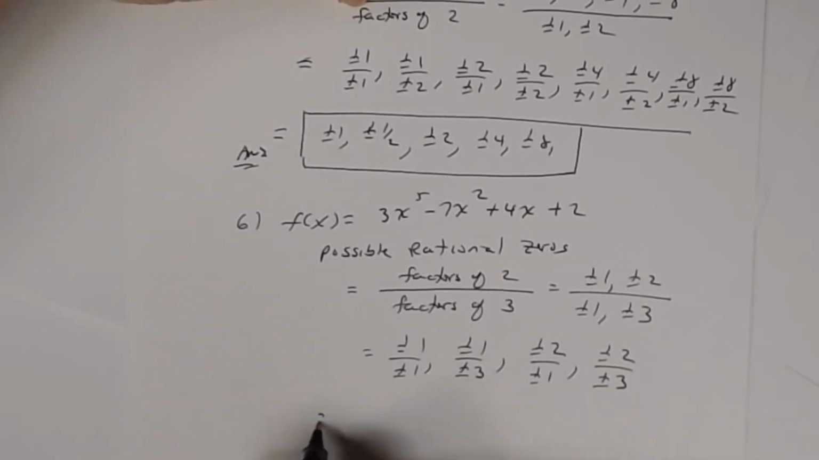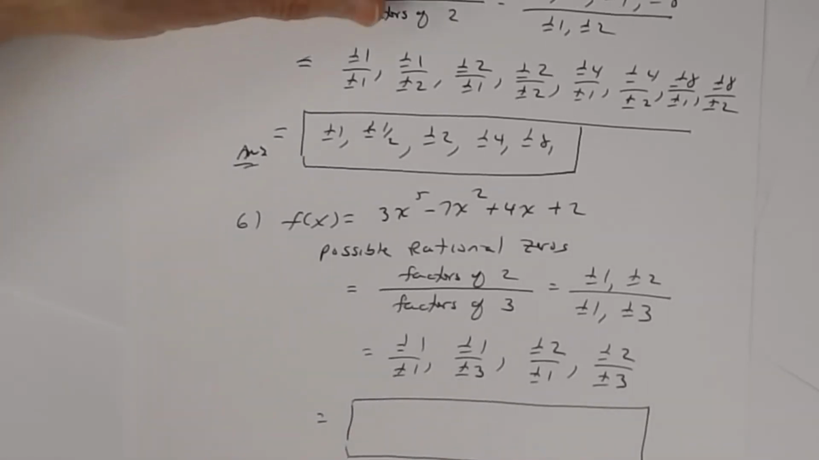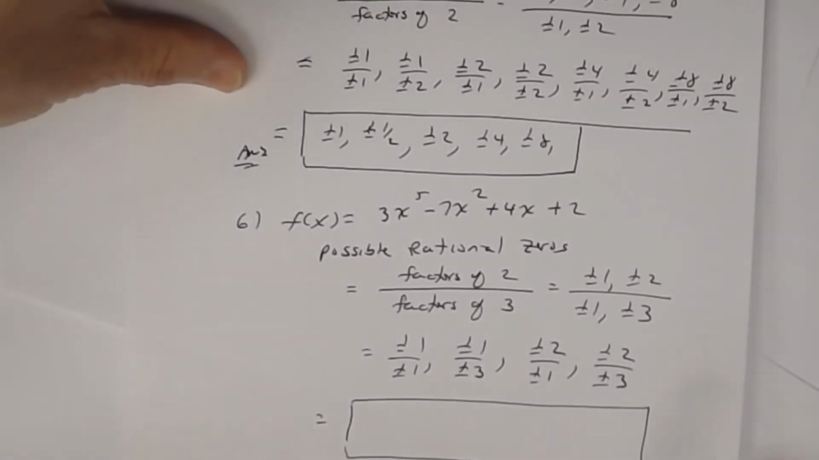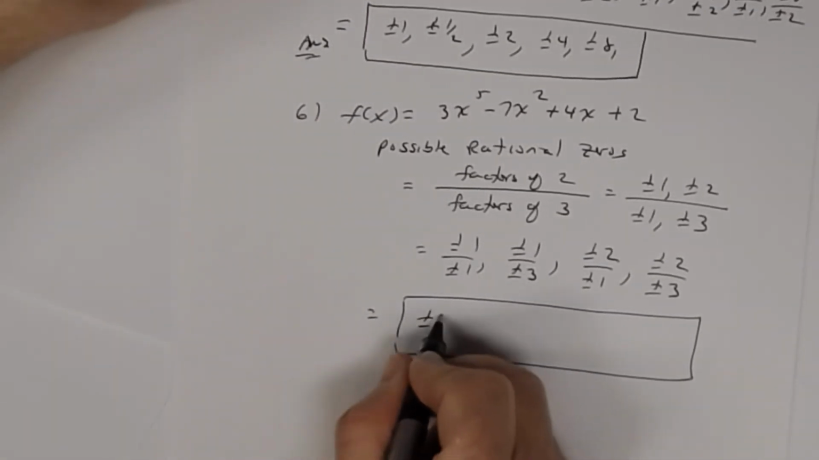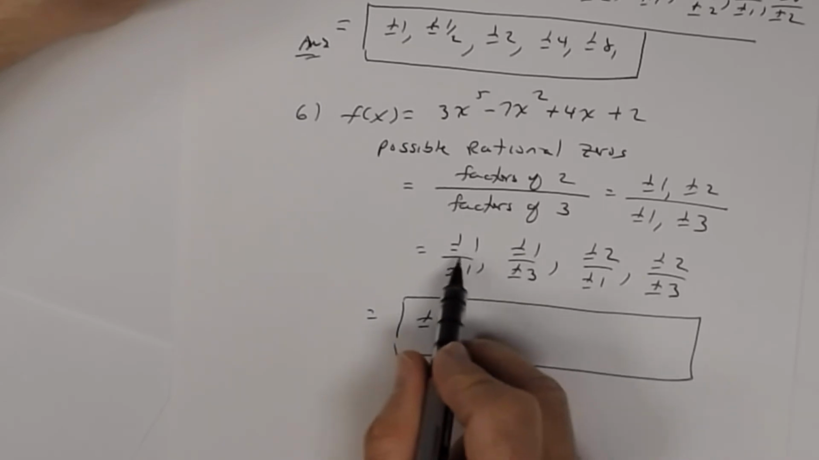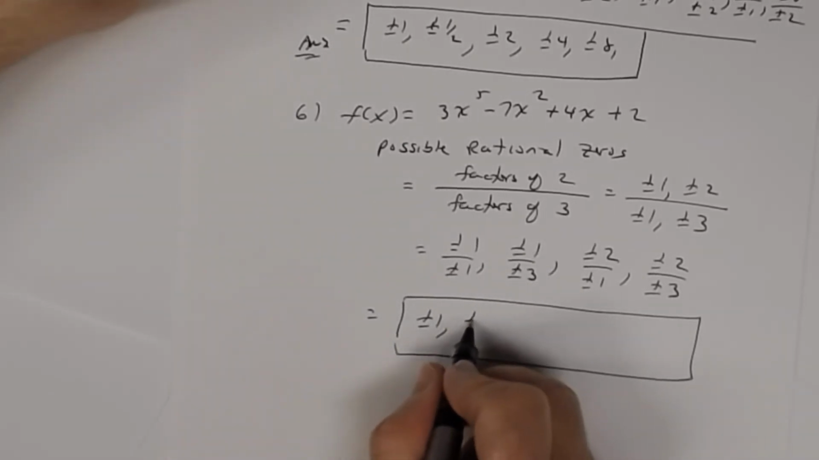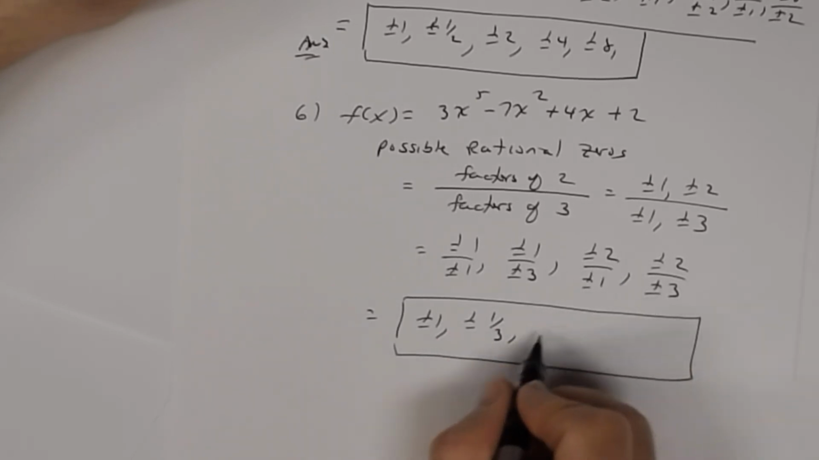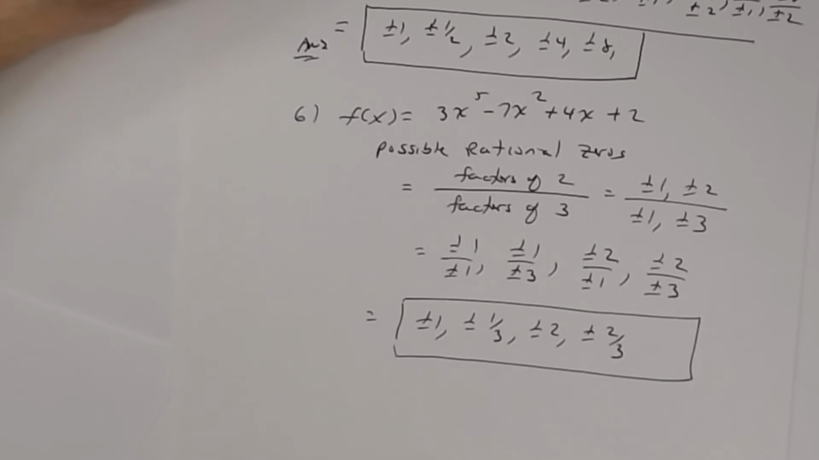And then our answer. Again, you could have skipped this and just gone to the answer. So the answer then would be 1 divided by 1 is 1, so you must say plus or minus 1. That's not the answer, right? This is the answer. 1 divided by 3 is a third, so plus or minus 1/3. 2 divided by 1 is 2, plus or minus 2, and then 2/3. All right, that was number 6.